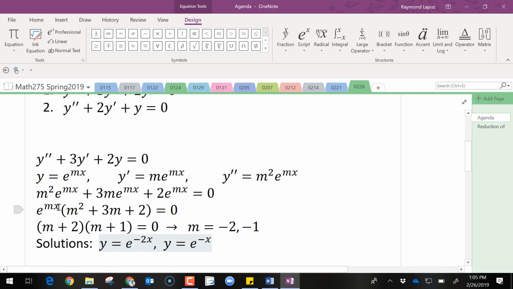Yeah, if m is equal to 0, e to the 0 is 1, and so that's not a solution. Yeah, so that's not going to get us there. In fact, e to the mx will never be equal to 0, so that's a good thing to remember when you're solving for these things. So it's a quadratic, so we should have 2 solutions, and here's our 2 solutions.